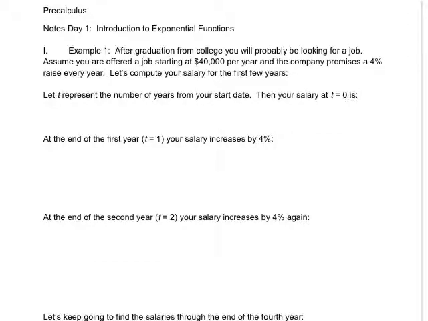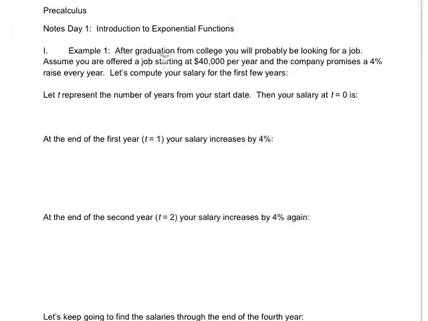This is an introduction to exponential functions, and exponential functions are a very important part of math, as there are lots of examples in the real world of exponential functions. Population growth, compound interest, there's lots of things out there, and so knowing this type of topic is going to be important. So let's look.